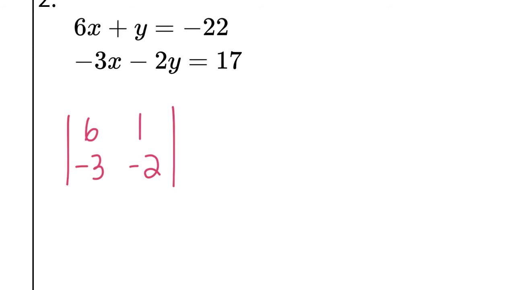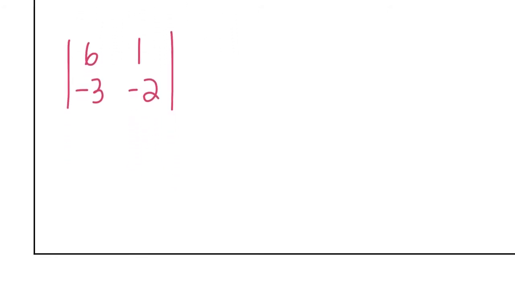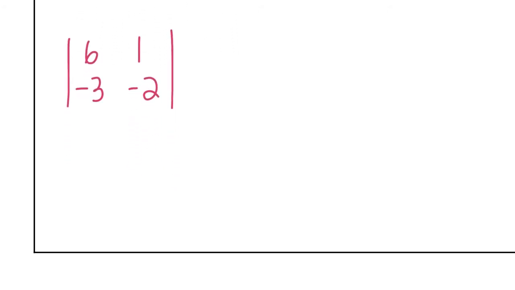Okay, let's find the determinant of that matrix. So we'll do our diagonals. That's negative 12 minus negative 3, so that's going to turn to a plus sign. That gives me negative 9. So we're going to use that negative 9 later on. But for now, let's try to solve for the other two variables.